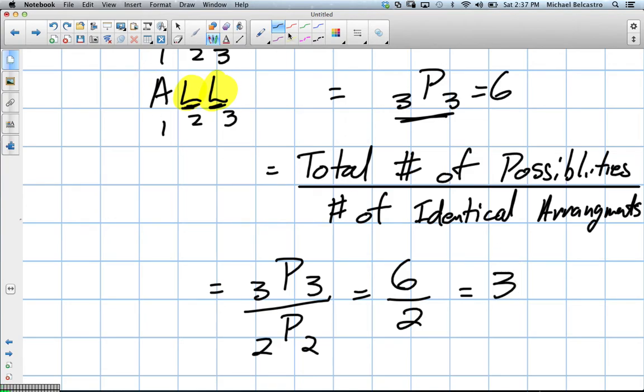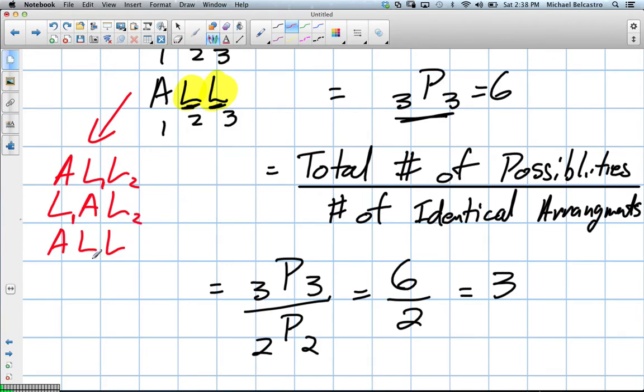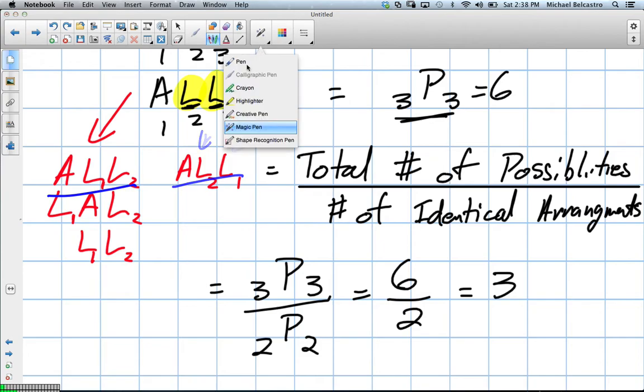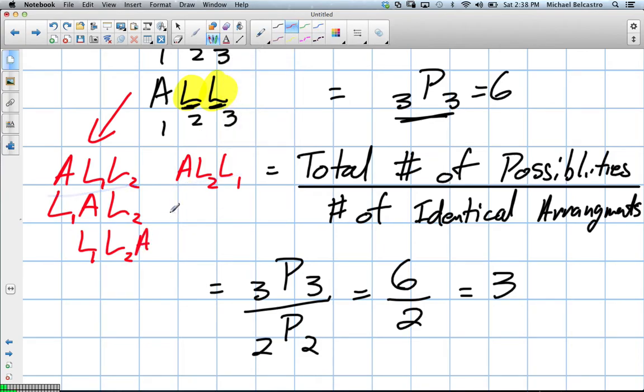And if we try to logically think about this, how can we arrange "all"? Well, we can go A-L-L, I can go L-A-L, and I can go L-L-A. Let's say this is L1, L2, L1, L2, L1, L2. Well, what if I went A-L2-L1? In the way we're using the letters, yes, they're different, but really that's still the word "all." So do you see how that still makes the word "all", so it's a redundancy?